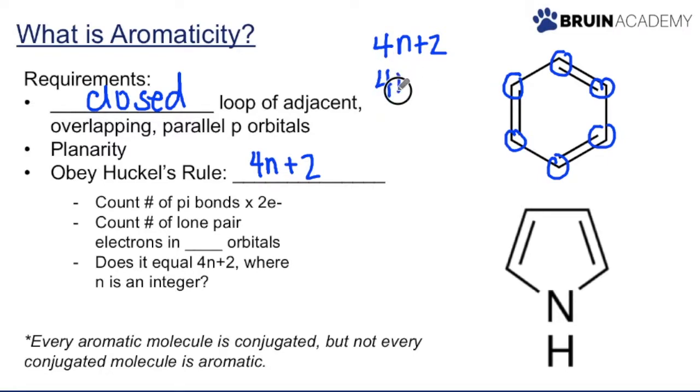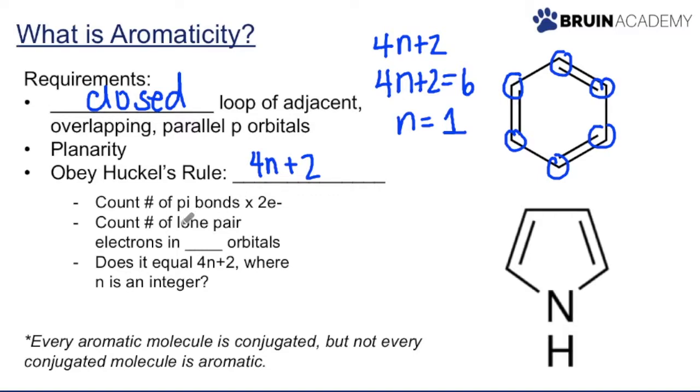The number of pi electrons has to satisfy this rule, and your n needs to be an integer. In this case, we have 6 pi electrons. 4n plus 2 is equal to 6, so n is equal to 1, which is an integer. Thus, benzene satisfies Huckel's rule, and it is therefore aromatic.